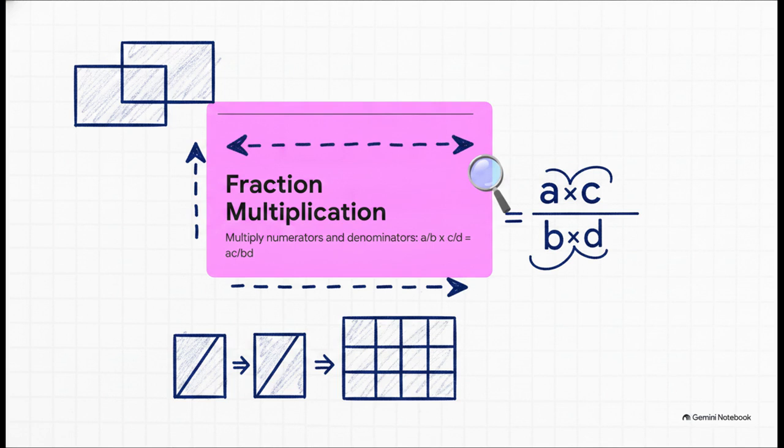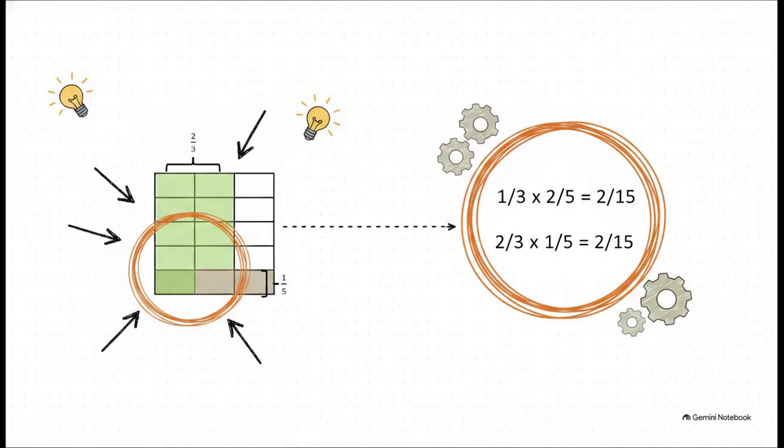So, the absolute crucial takeaway here is A over B times C over D simply equals A times C over B times D. And this brilliantly illustrates exactly what we've been doing. On the left, we've got the visual grid of 2/3 overlapping with 1/5, which clearly shows 2 overlapping squares out of 15. Then on the right, we apply our new golden rule.